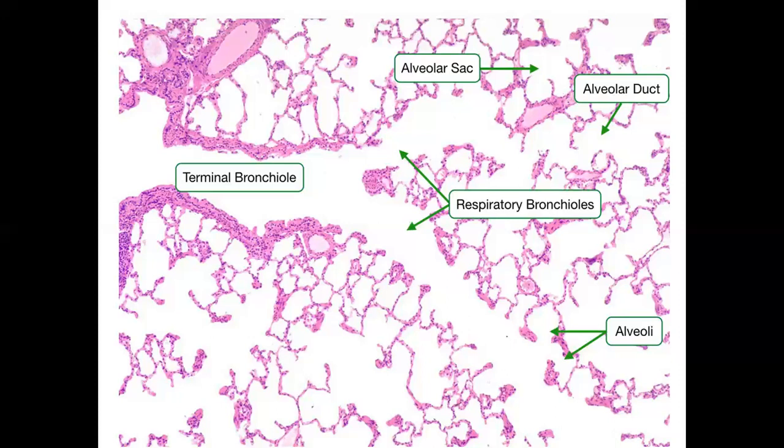The terminal bronchioles branch to give rise to the respiratory bronchioles. This is the respiratory bronchiole. So the conducting portion ends at the terminal bronchiole, and within the lung we begin with the respiratory bronchiole, which then continues with the alveolar duct, the alveolar sac, and lastly the individual alveoli. This is the alveolus.